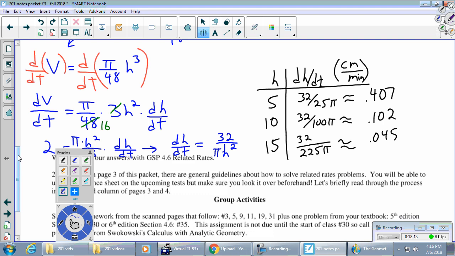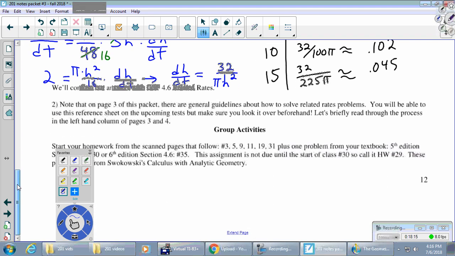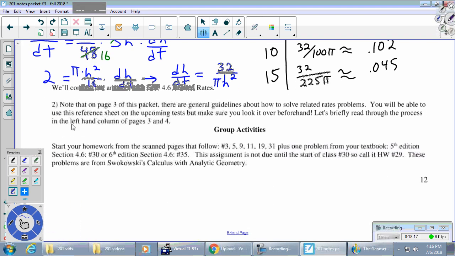So we're moving on. Okay, so on page 3 of the packet, there are general guidelines about how to solve related rates problems. You will be able to use this reference sheet on the upcoming tests, that is test number 3 and the final exam, but make sure you look it over beforehand.